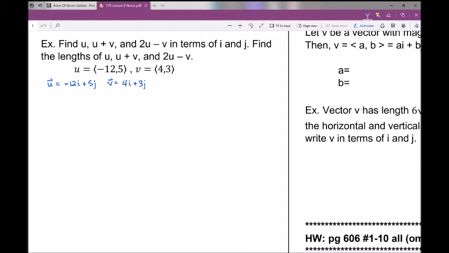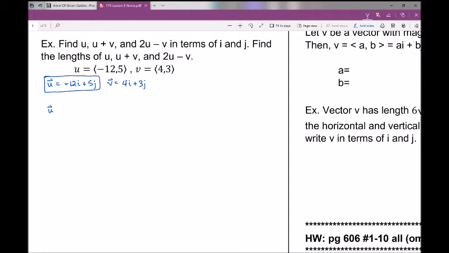Okay, and so now that they're in this form, you can almost think about them like polynomials, because whenever you add the vectors, you're just going to add all the i's together and add all the j's together. And when you multiply, it's also going to look like polynomials as well. So some people like this form better. I don't really mind what form you use, but if the directions specify, make sure to use that particular form. So the first thing we want to find is u, which we already found.